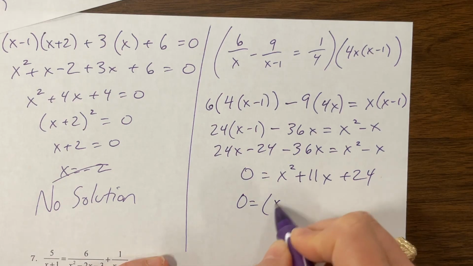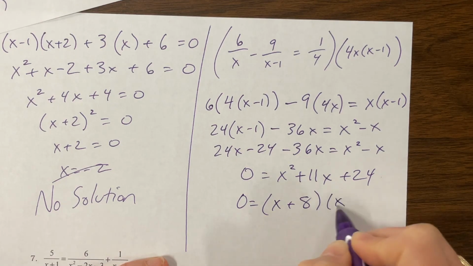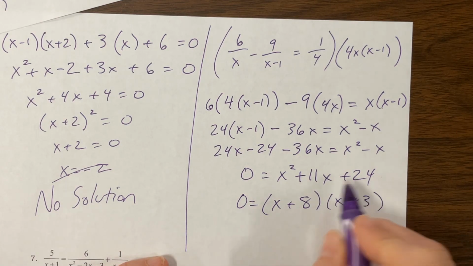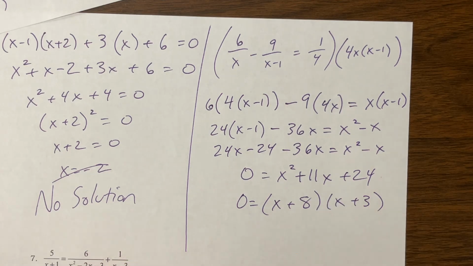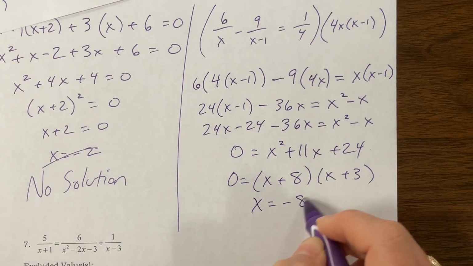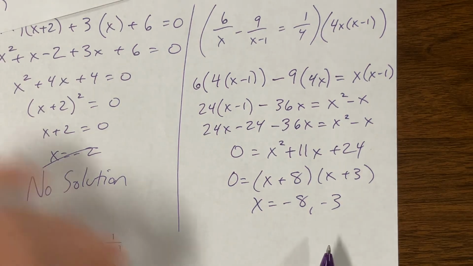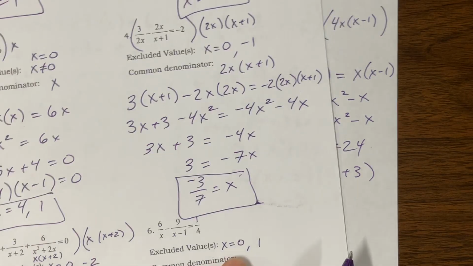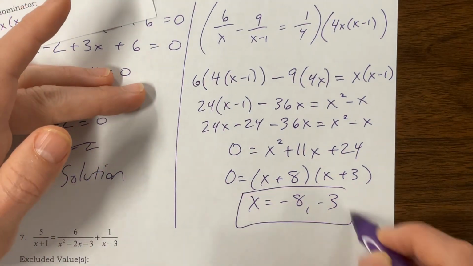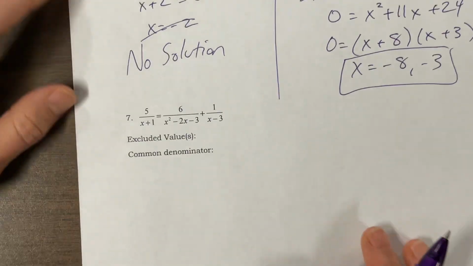0 is equal to x plus 8 times x plus 3, because 8 times 3 is 24, and 8 and 3 add to give me 11. So x would equal negative 8 or negative 3. Did I need to exclude either of those values? No, I did not. Okay, so those are my solutions. One more, here we go.